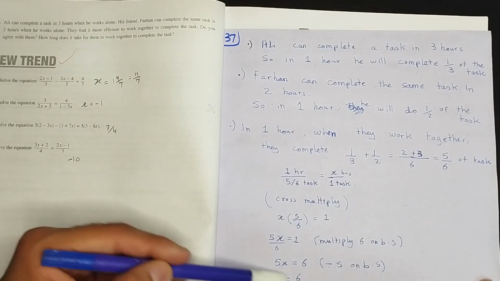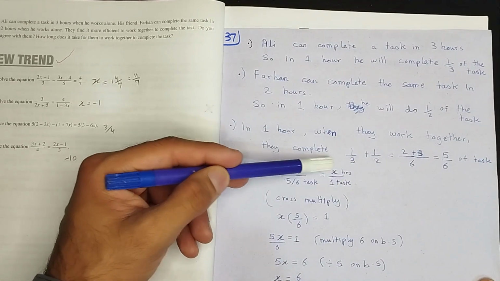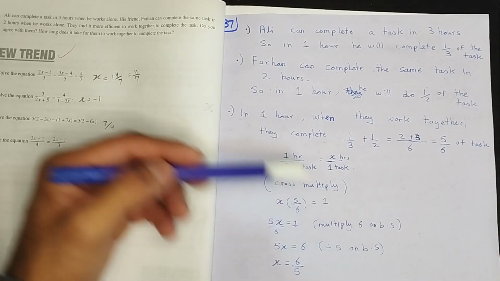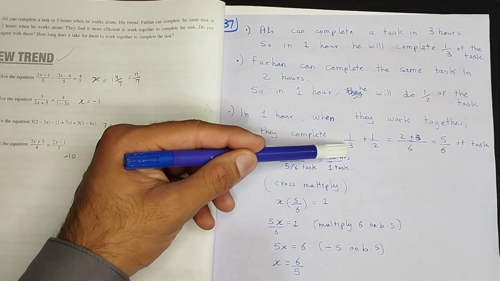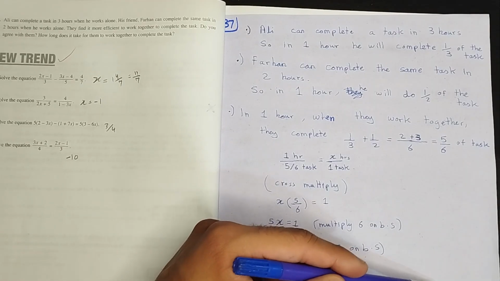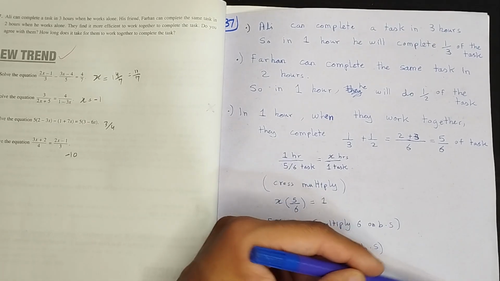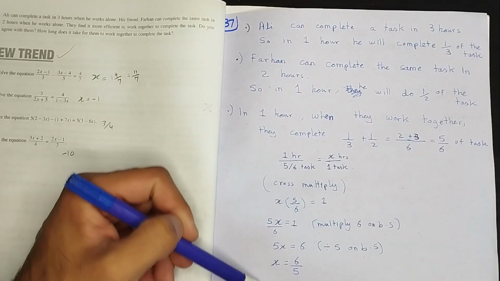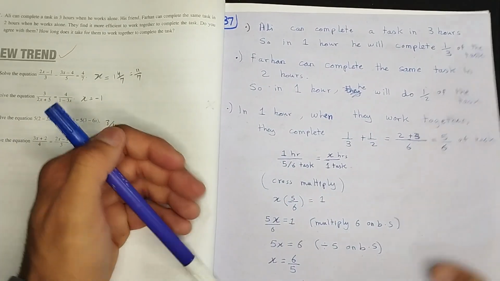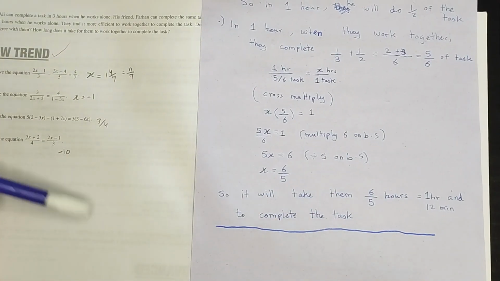Now we found the value of x. x is the amount of time that it took for them to complete the task. So it will take them 6/5 hours. Since this was in terms of hours, the x value is also going to be in terms of hours, so it's going to be 6/5 hours. When you convert that into minutes, you will get 1 hour and 12 minutes. It took them 1 hour and 12 minutes to complete the task, so a little more than an hour. That's it.